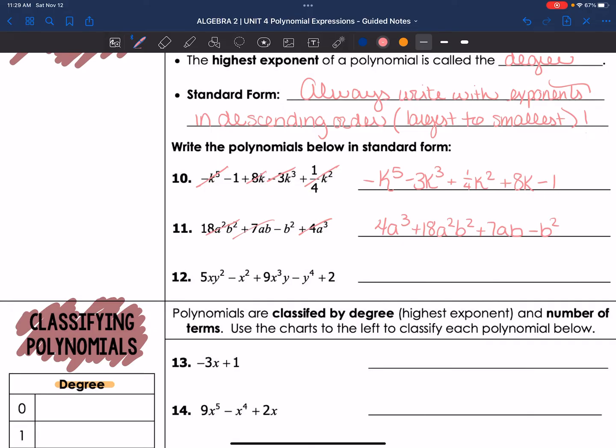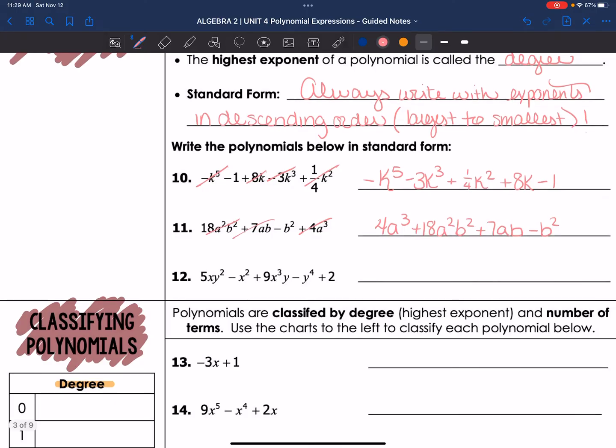All right, so looking here at this last one, let's look and see. We've got x and y. So we're going to go based on the x. Where do we have my largest power of x? This one only has 1, 2. Oh, there. That one is the largest. So we're going to put 9x cubed y first.